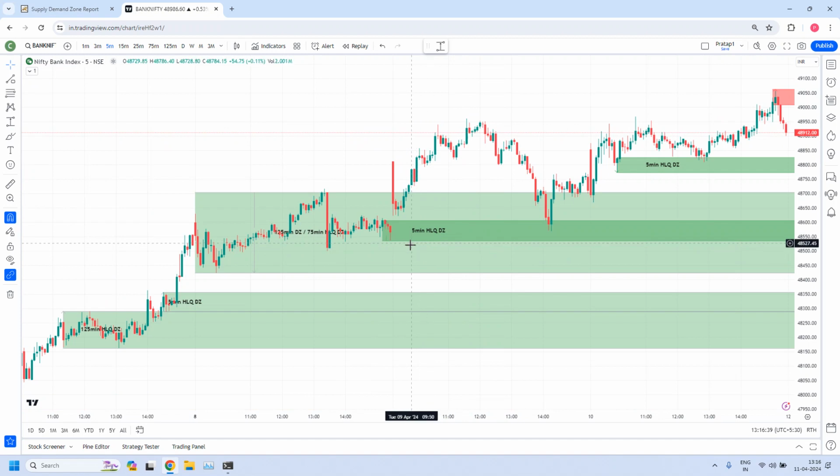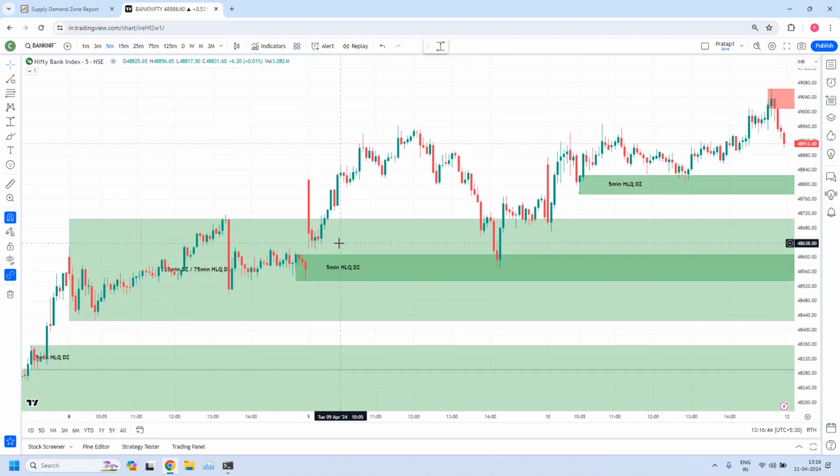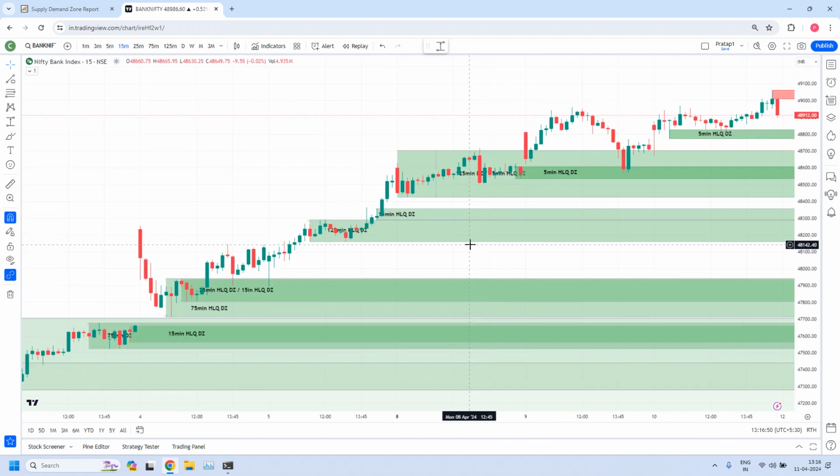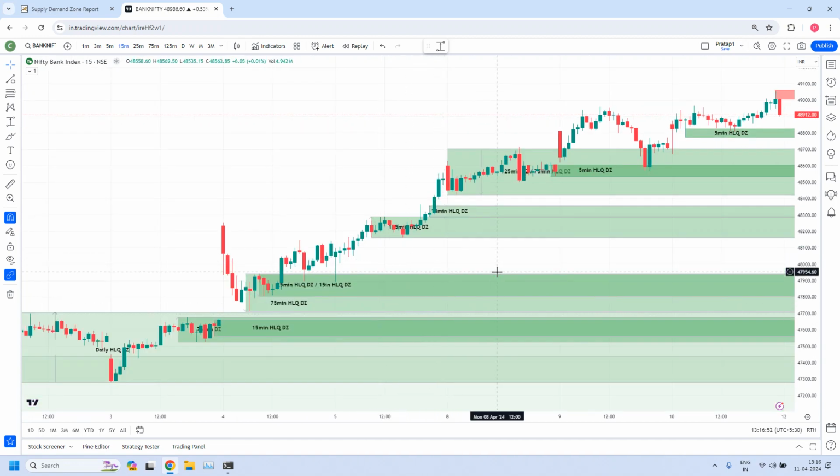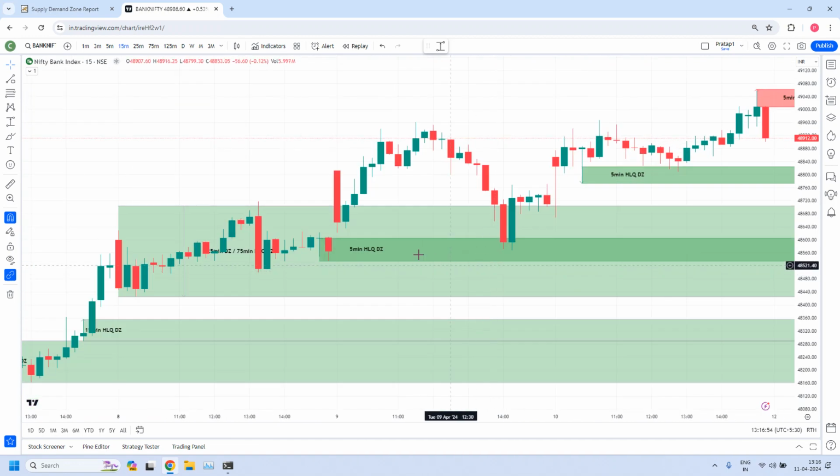And where is this 5 minutes available? Inside the 25 minutes, 75 minutes high liquidity area. Let me check 15 minutes also. If 15 minutes is there, this will be a very good area. See, 15 minutes is also there. We have a rally, 1, 2, 3, 4, 5, 6.